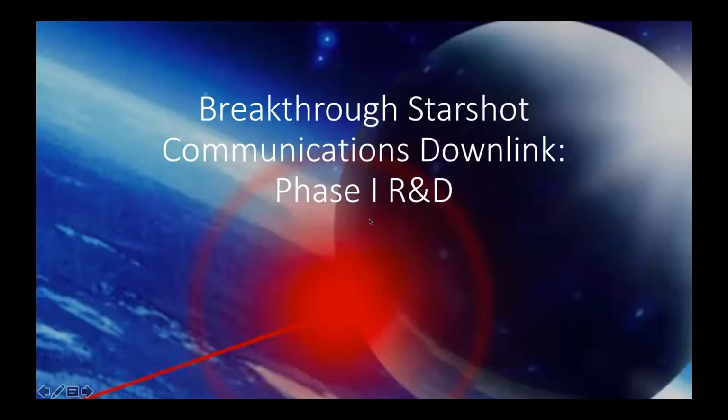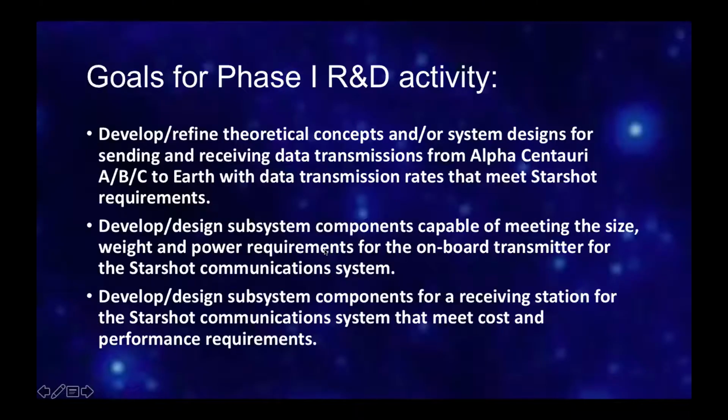So this is how we kicked off a phase 1 R&D to do some really basic design study calculations for different things. And so here are the goals for this phase 1 R&D activity. There are 3 main goals. The first one is to do broad concept studies of link budgets as a function of different frequencies, using different types of particles even, or any other ideas. And so we were soliciting proposals from people to propose whatever they wanted to do.